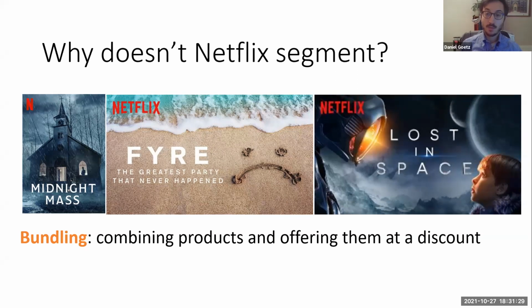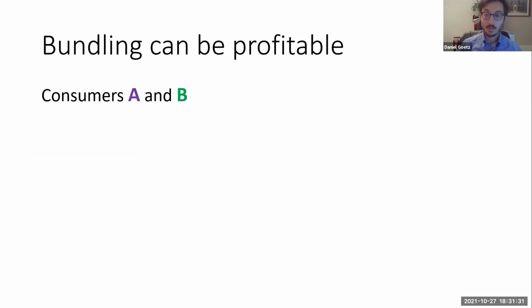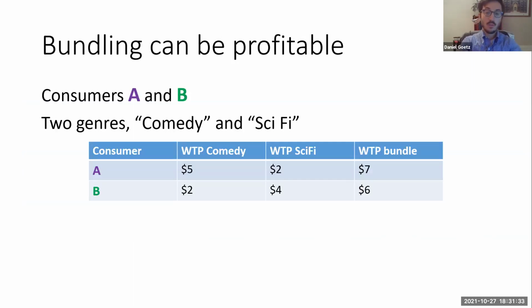So let's say we have two consumers, A and B, and we have two genres, comedy and sci-fi, so two kinds of TV show. And the consumers have different willingnesses to pay for each of these things. Consumer A clearly likes comedy. They're willing to pay $5 a month for just comedy shows and only $2 a month for sci-fi shows. And so together their willingness to pay for the bundle would be $7, just adding up 5 and 2.